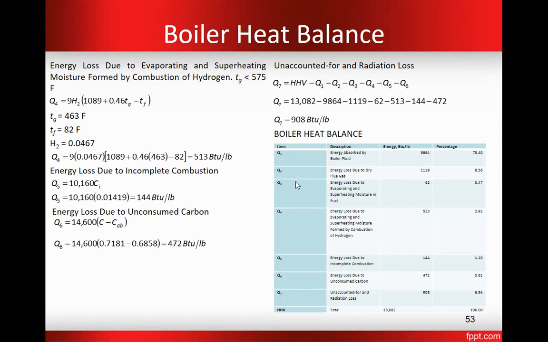Okay. So, item Q sub 1, energy absorbed by the boiler fluid, is 9,864 BTU per pound. Q sub 2, energy loss due to dry flue gases, is 1,119. Q sub 3 is 62, Q sub 4 is 513, and the total is 13,082. So, dapat mag-total siya equal. Then perform mo yung percentage, 9,864 divided by 13,082 times 100% is 75.4. Ito rin, ganun: 8.56, 5.47, 3.92, 909 divided by 13,082 is 6.94.